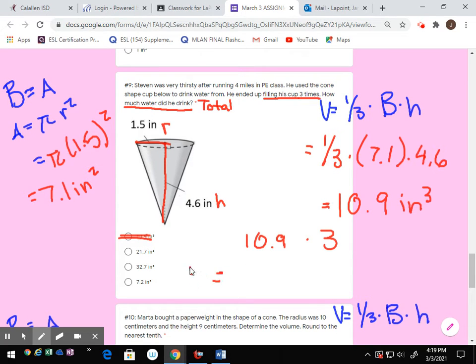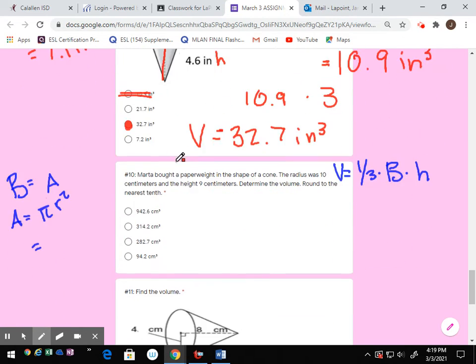So our volume, our total volume is 32.7 inches cubed, which is answer choice C. Okay, so C is the correct answer choice for number 9. We'll go down to number 10 now.